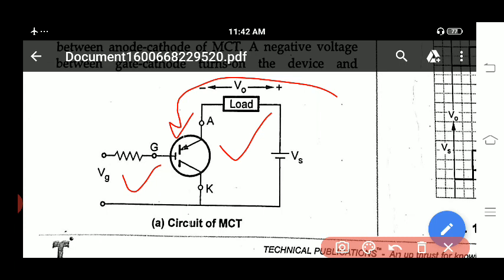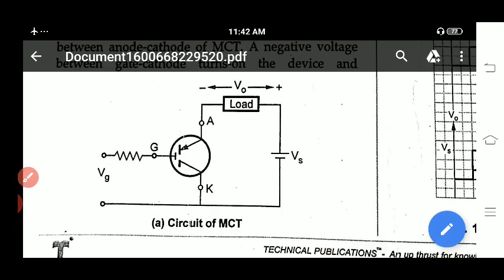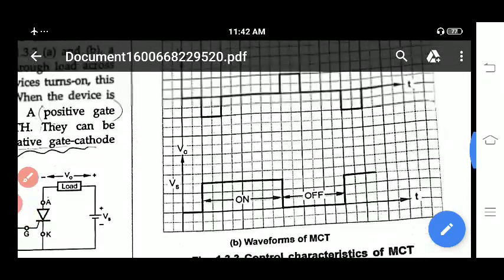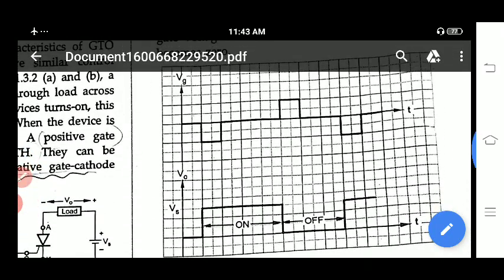Circuit of this MCT, we will see what that is. And also you should see that when you apply Vg, then only this MCT will be on. When you remove this Vg, MCT will turn off. Fine. We'll see that graph. And also you should observe that for negative Vg voltage, this MCT will be on. For positive Vg, this MCT will be off. As soon as you apply positive Vg, it will get off. For negative, it will turn on. For positive, it will turn off.